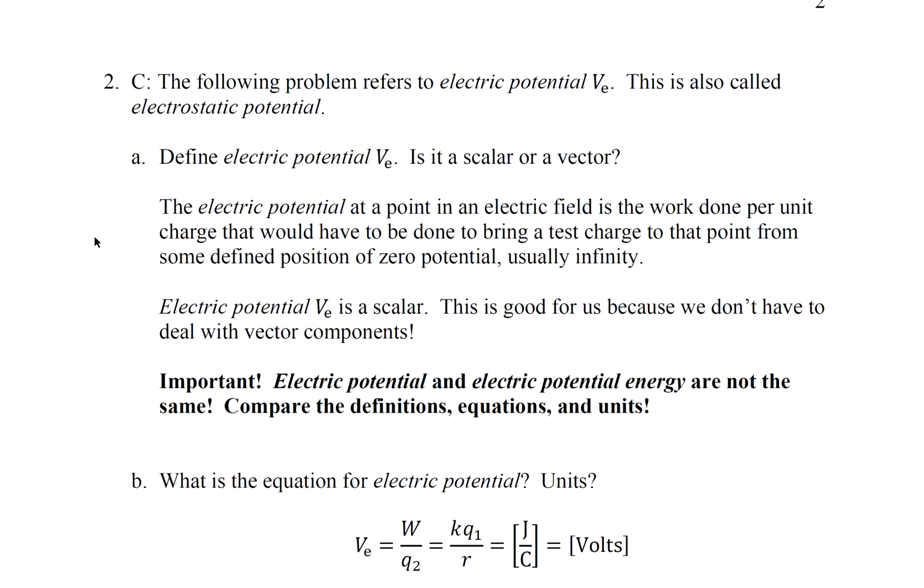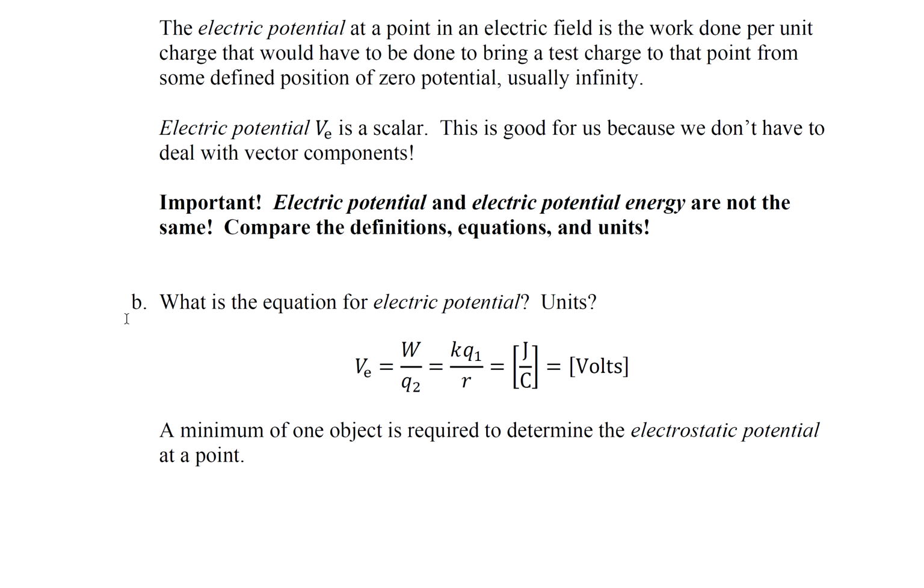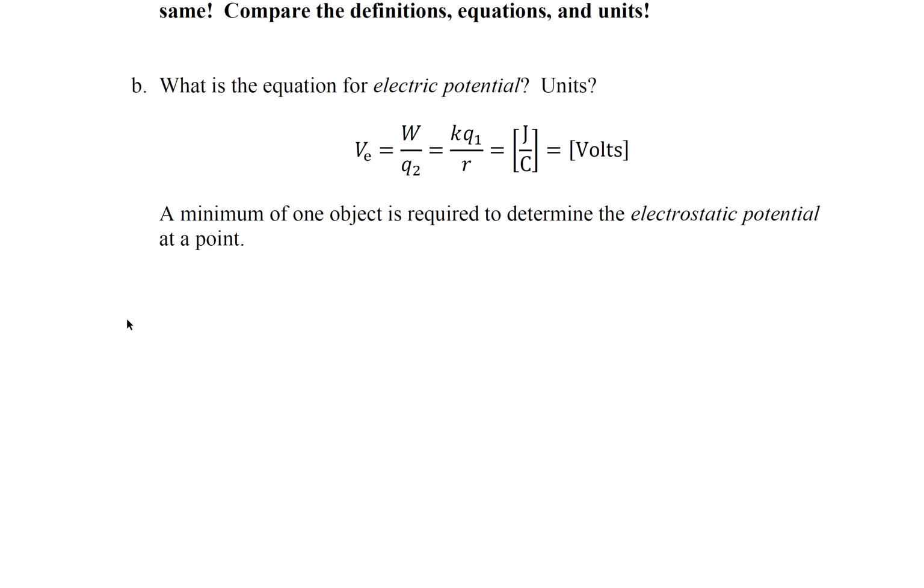So important, electric potential and electric potential energy are not the same. Compare the definitions, equations, and units. Part B, what is the equation for electric potential? What about the units? It's work per unit charge, so it's joules over coulombs, or volts. So a minimum of one object is required to determine the electrostatic potential at a point.